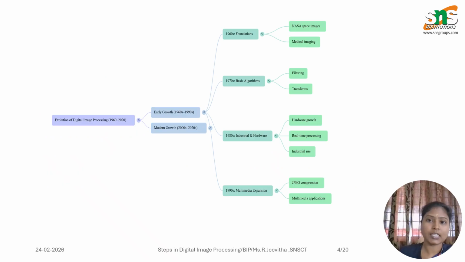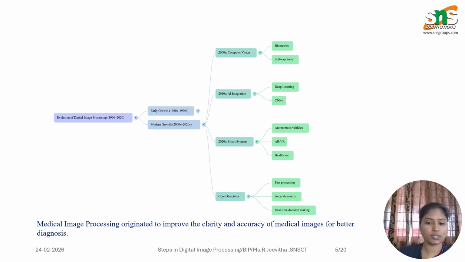In the medical field, image processing is very important. It helps improve clarity of MRI, CT and X-ray images, detect diseases accurately and support doctors in diagnosis. Hence, biomedical image processing plays a major role in healthcare. So medical image processing originated to improve the clarity and accuracy of the images for better diagnosis.